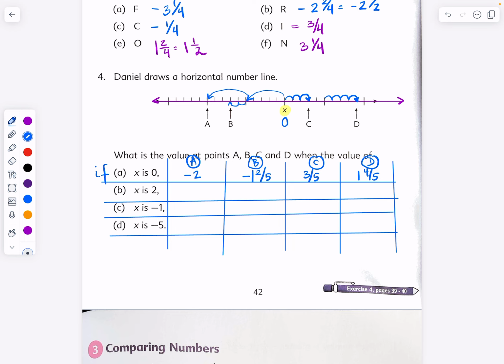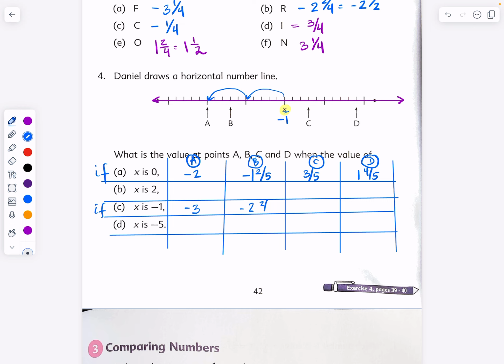Now, I will consider letter C. Which is very convenient for me because I'm on a digital whiteboard, I'm going to erase my doodles. And of course, x is no longer 0. X is now -1. So what would be A? -2, -3. In this case, A plays the role of -3. What would B be? It is -2 and 2/5.